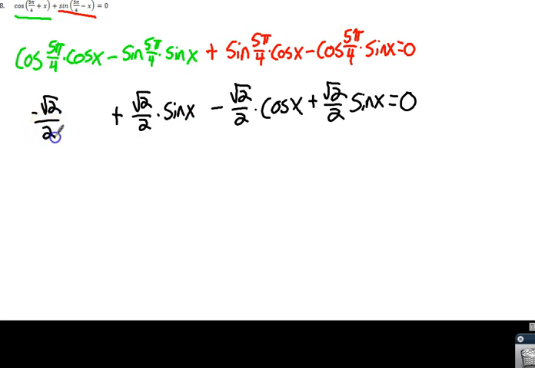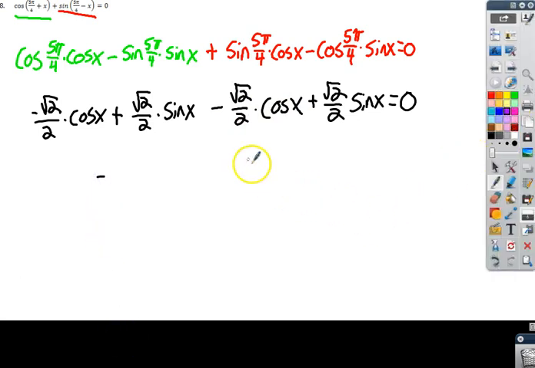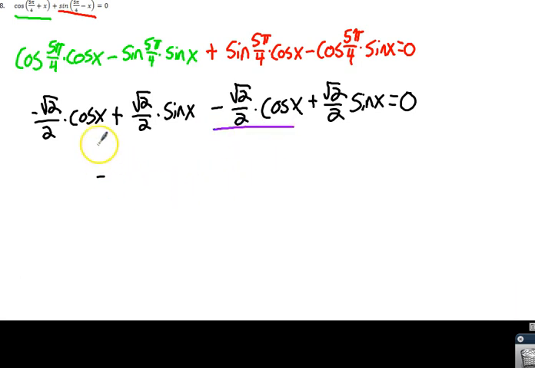Now, the key important point is, let's look. I've got a negative root 2 over 2 cosine of x. There's a negative root 2 over 2 cosine of x. That gets me a negative. I'll do it in a color so you can see that a little bit easier. These two combine together to make a negative root 2 cosine of x.